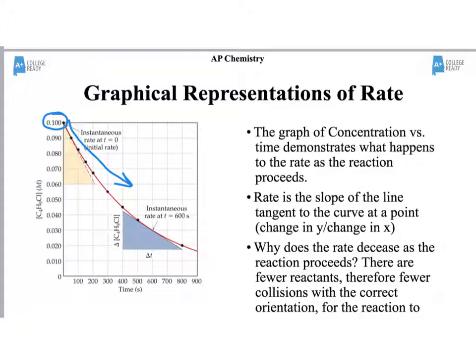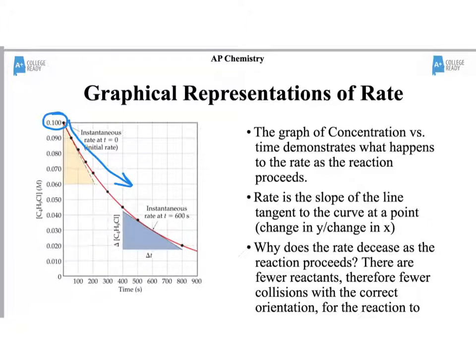Now, why is it a curve? Well, as we are going through the reaction, the concentration is decreasing because we are using the reactant. And so the concentration is going to go down, down, down. Well, the rate is the slope of the line tangent to the curve. Change in y over change in x. And so this graph demonstrates what happens to the rate as the reaction proceeds.